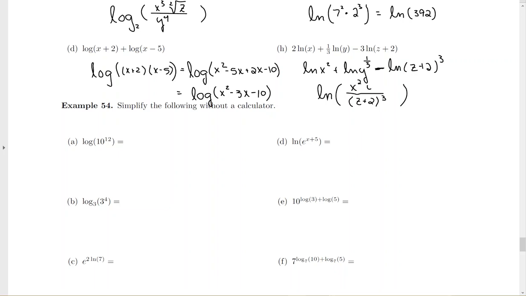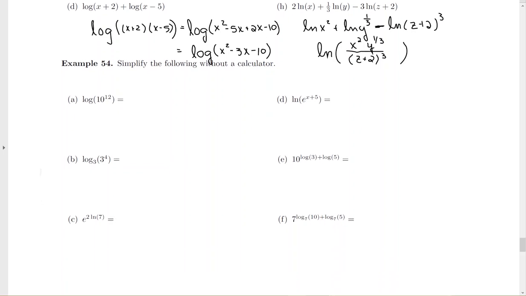X squared, y to the 1/3. It's not really necessary to FOIL the z plus 2 times z plus 2 times z plus 2 out. We'll just leave it like this. And remember, you can't just cube the z and cube the 2 because of the addition sign. You would actually have to do some serious FOILing on that. We're just going to leave it alone.